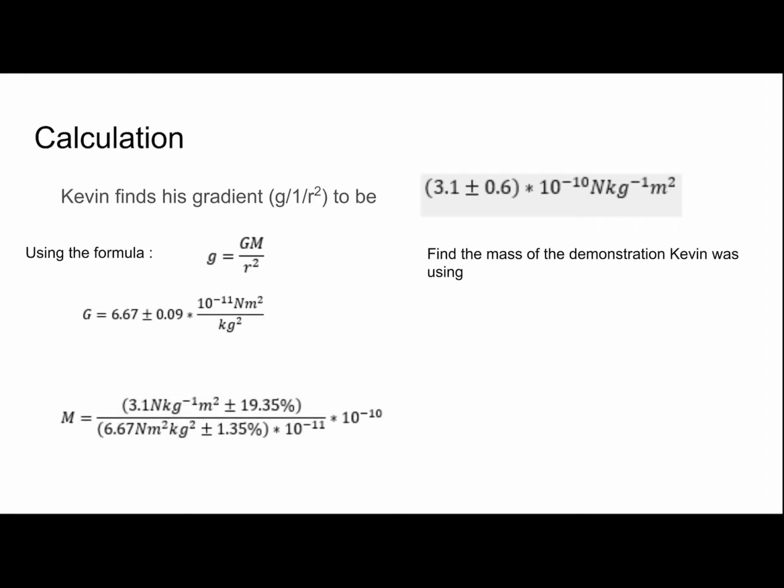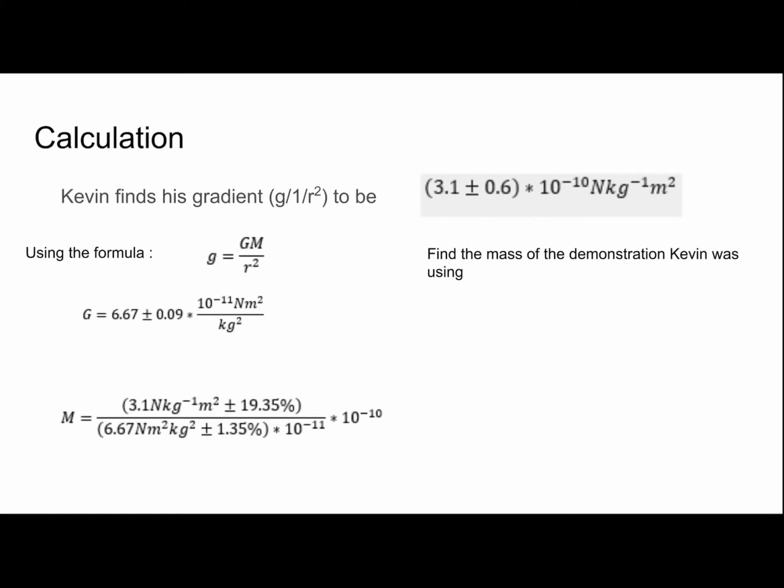Alright, so in this case, we know that our gradient is G over 1 over R squared. G over 1 over R squared is the same as saying G times R squared, so that becomes gR squared. Notice that if we move the R squared to the other side, small g times R squared equals big GM. So gR squared is our gradient, which has been given to us as 3.1 plus or minus 0.6 times 10 to the power of negative 10. So that's our gradient.